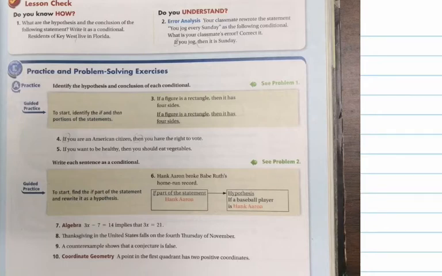Okay, if they, go ahead, if they what? Are a resident of Key West, they live in Florida. Then they live in Florida. If they are residents of Key West, then they live in Florida. That would be a good conditional statement there. Let's see, I probably put something similar to that. Yeah, I said if you live in Key West, then you live in Florida.